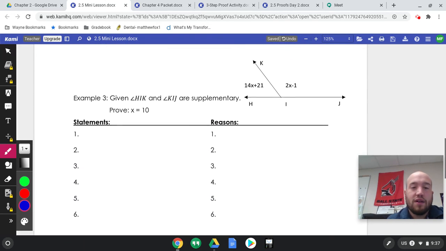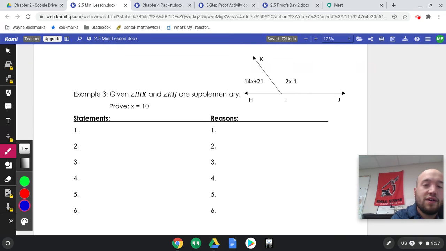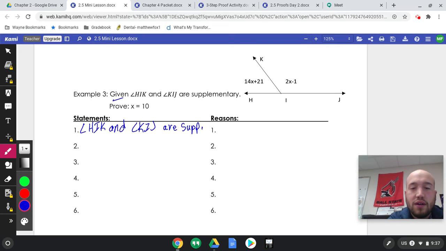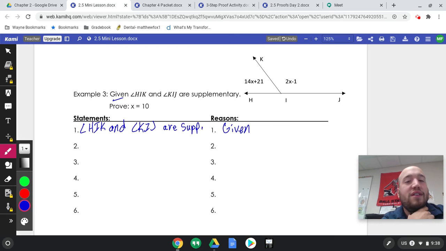So, our final one. Once again, the given here is angle HIK and angle KIJ are what we call supplementary. If you want, you can just put SUPP and abbreviate, and that's our given. Now, it's been a minute since we've used supplementary. Think back to chapter 1B, okay?